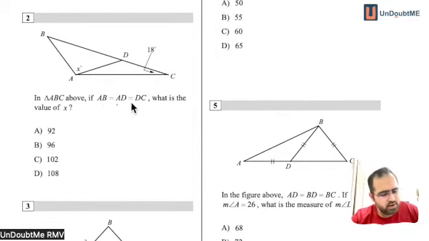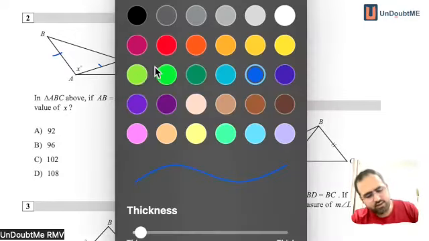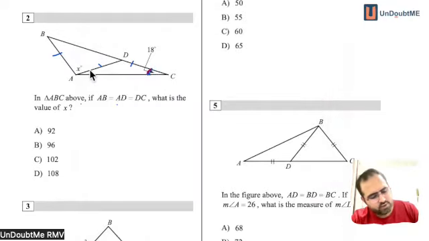AB is equal to AD is equal to DC. They all are equal. So DC, not AC. So can we start? Isn't this an isosceles triangle? Yeah, they both will be isosceles triangles. So this is 18. If this is 18, then this will also be 18.